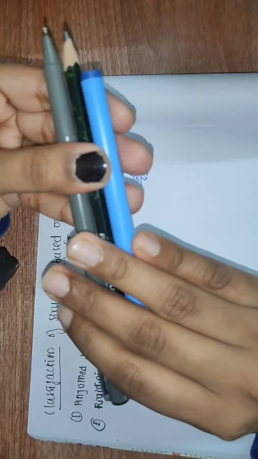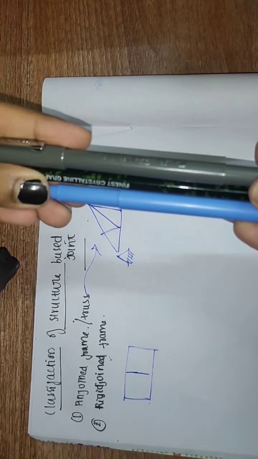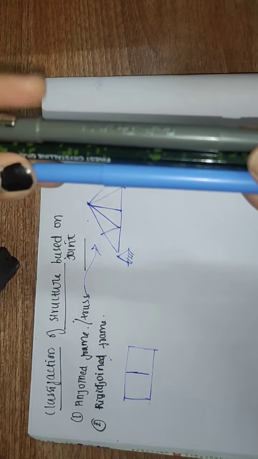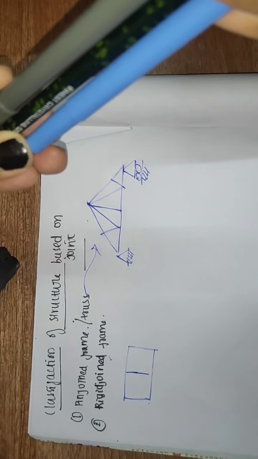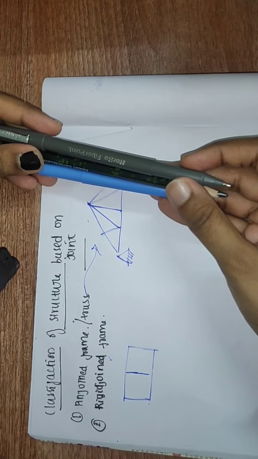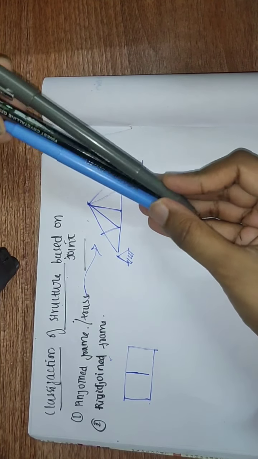If a moment is applied, let me show it like this. If a horizontal or vertical force is applied, it's not moving. But if I apply this moment, what is happening? It's just moving like this. A moment is possible, so it can move. If I apply a moment, it can move. So practically it's a pin joint.